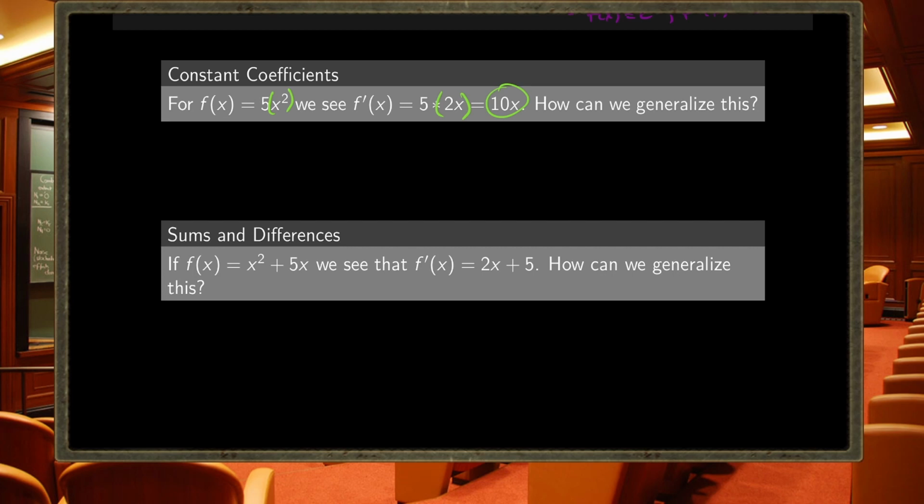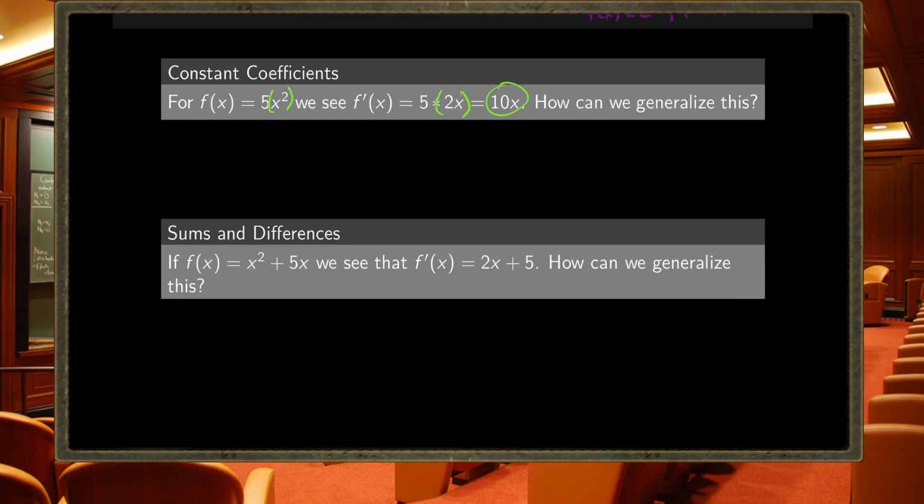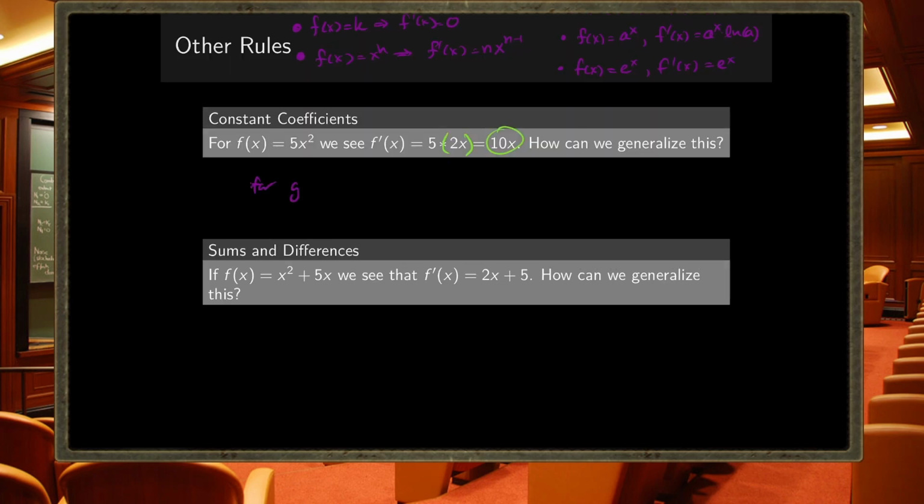Since we're talking about the limit definition of the derivative, this scalar multiple of 5 can be factored out until the end, once we plug that in. So if I've got some g of x, which is a constant times a function, then the derivative of that function is just c times the derivative of the inner function. Okay, so exactly as we see it here.